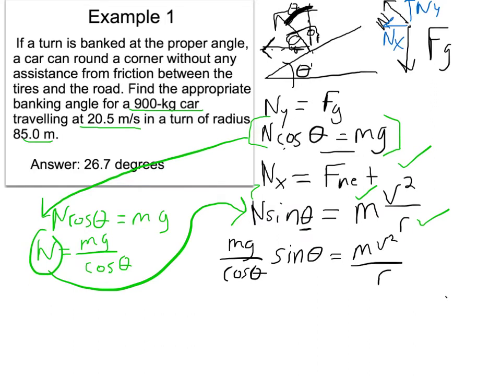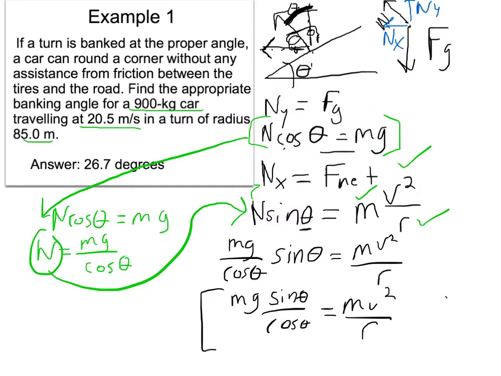Now notice here that I could rewrite this side to have mg times sine over cosine theta equals mv squared over r. I'm going to clean up this slide, and we're going to keep this line that we just got to here, mg sine theta over cosine theta.